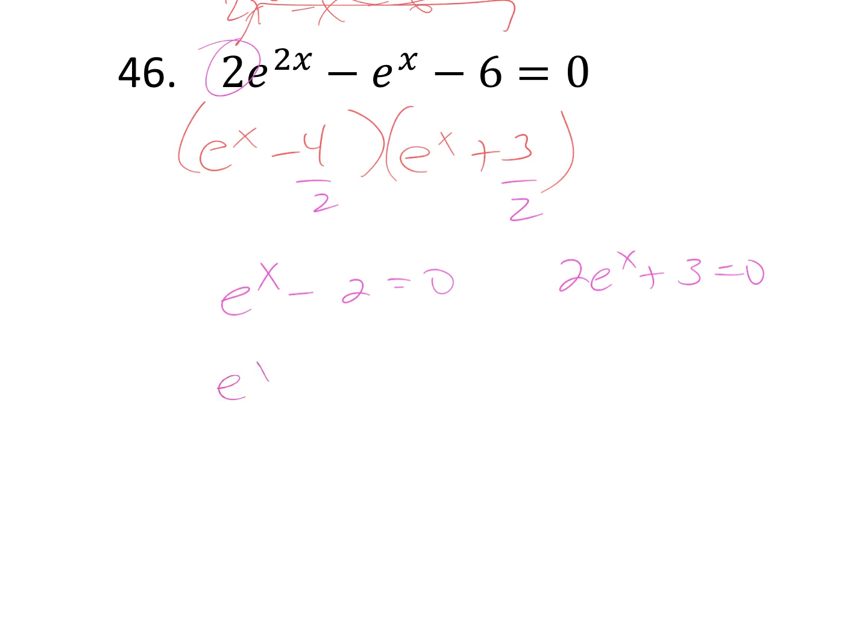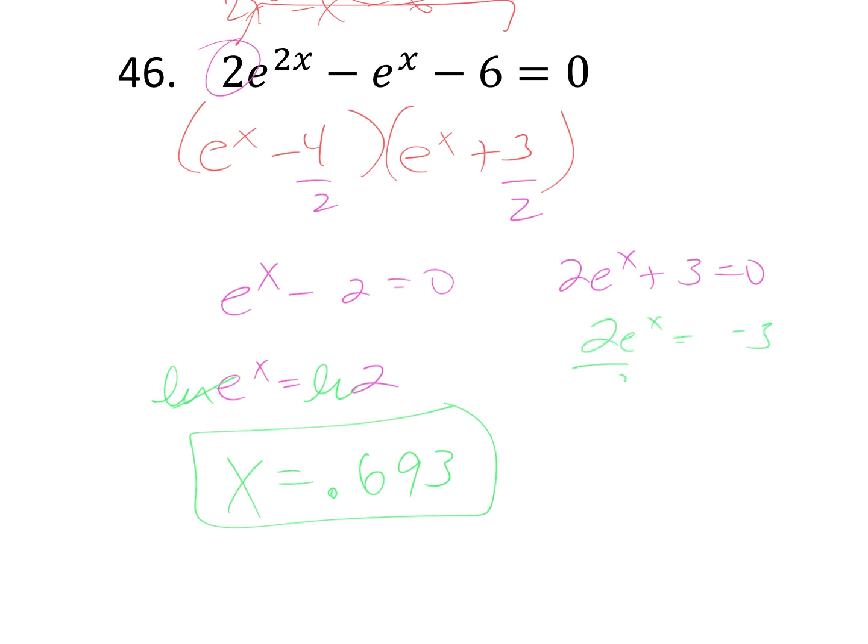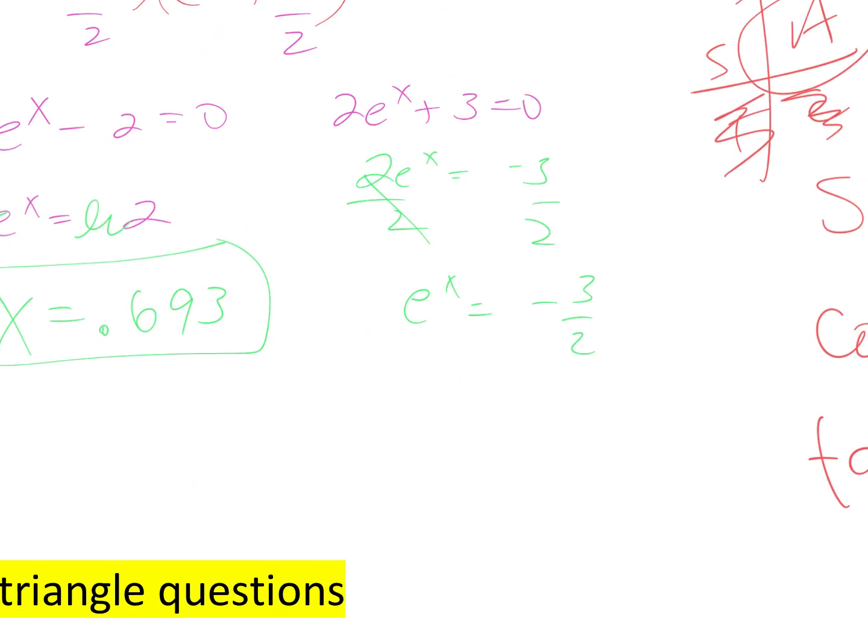So now if we solve, e to the x equals 2. What's the opposite of e? ln. So if you take the natural log of both sides, in your calculators, what is the natural log of 2? 0.693. Okay, perfect. And then when I solve here, I have e to the x equals negative 3 over 2. You can stop right there. If you don't realize that, you're just going through the motions. If you take the natural log of both sides, what happens when you take the natural log of a negative number? It does not work. No solution. So just check that.